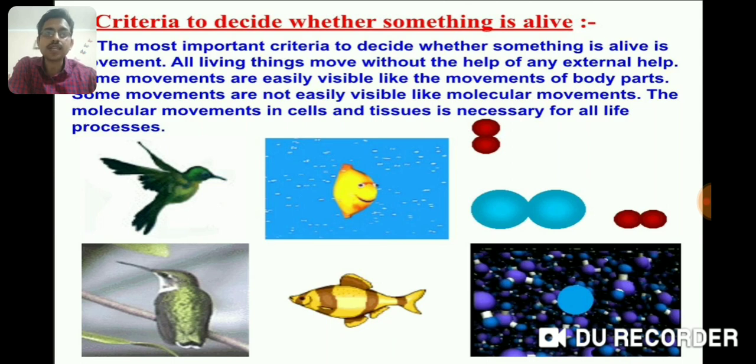Some movements are easily visible, like movements of body parts. Some movements are not easily visible, like molecular movements. The molecular movements in cells and tissues is necessary for all life processes.